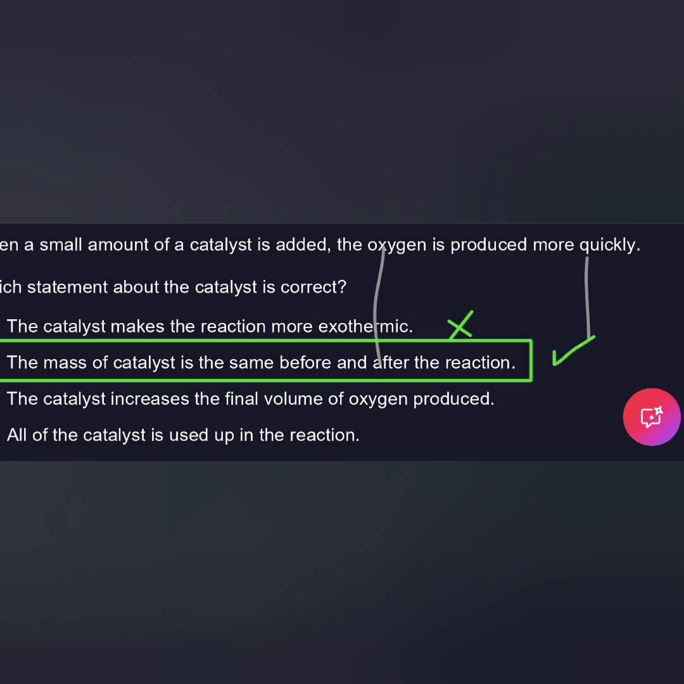The catalyst increases the final volume of oxygen produced. No, it never increases the yield. It has no effect on the output of a reaction. All the catalyst is used up. No, never. The catalyst is never used up during a chemical reaction. So option B is correct. I hope it is understood.